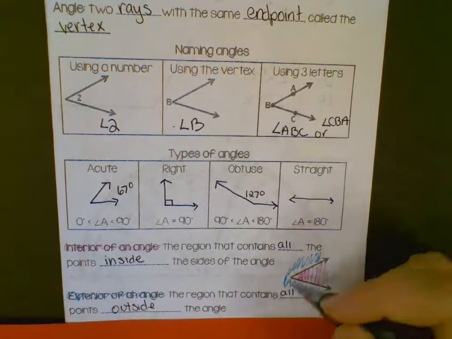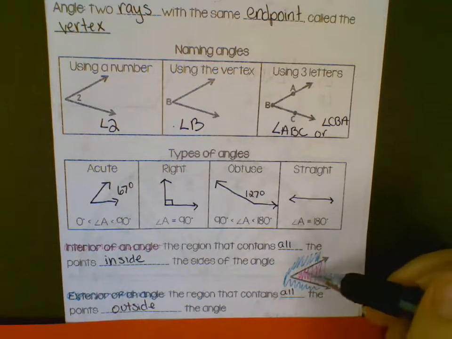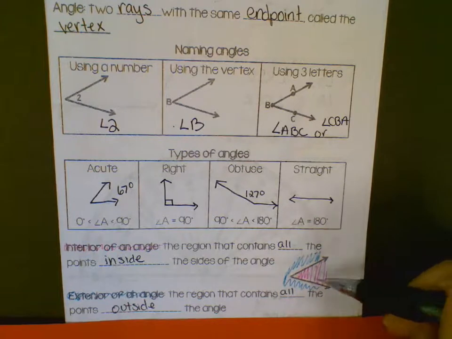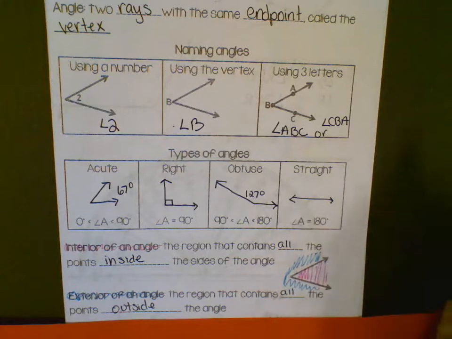I wanted to highlight those, but I couldn't find my highlighters. So the interior of an angle is the part on the inside, so the pink part. So it contains all the points between or inside the angle. And the exterior is that part on the outside where it contains all the points on the outside of the angle.